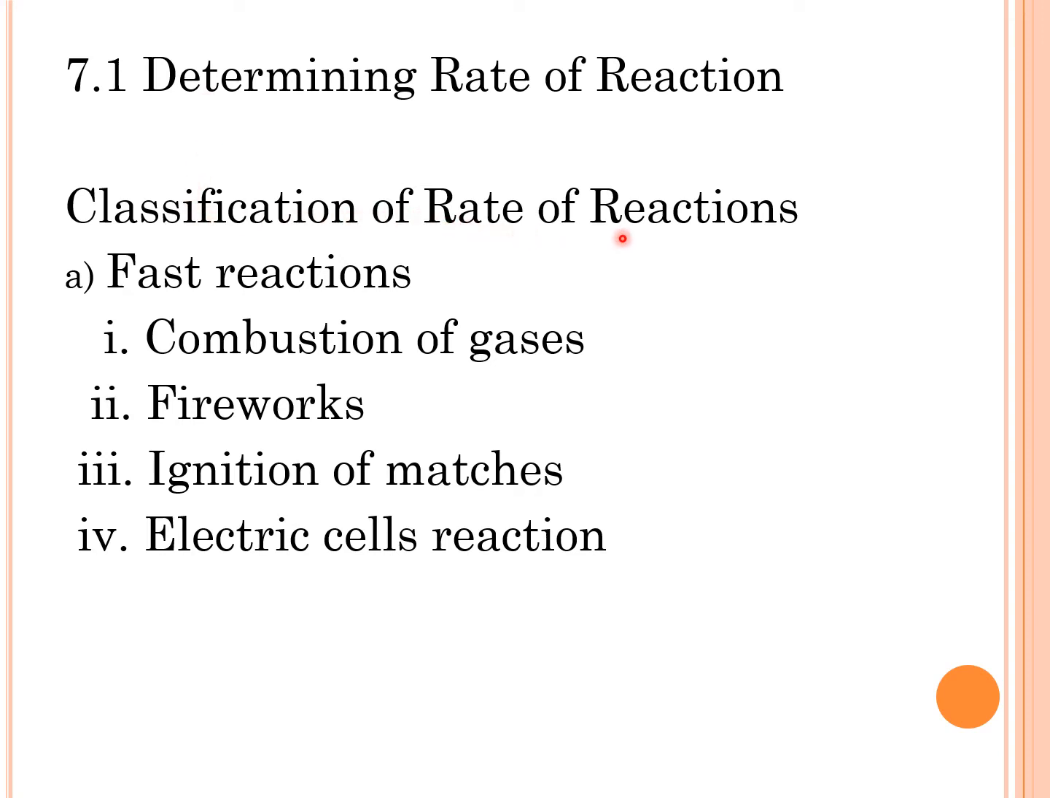Classification of rate of reaction. There are fast reactions and of course there are slow reactions. For example, for fast reaction, we have combustion of gases, fireworks, ignition of matches, and electric cell reaction. Please turn to page 1. This one is from page 1 of your handout.